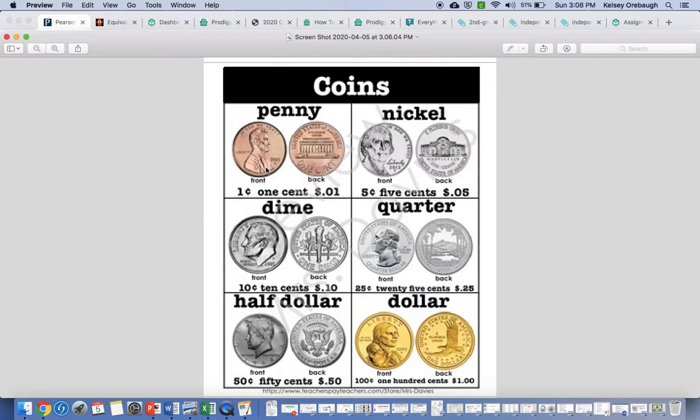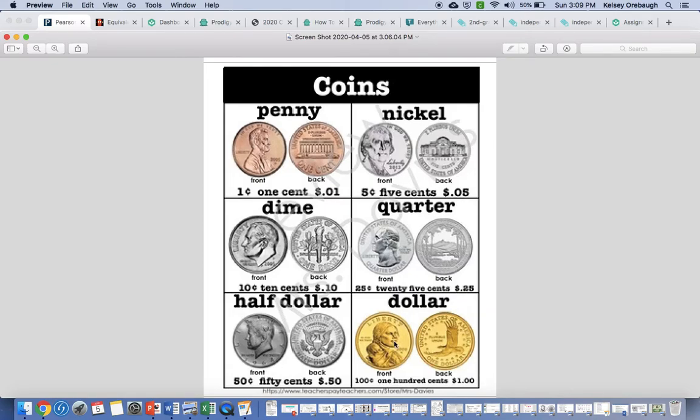We have a penny. This is what a penny looks like. It's worth 1 cent. Then next we have a nickel, worth 5 cents. Next, a dime, worth 10 cents. Then we jump up to the quarter, worth 25 cents. Next is a half dollar, worth 50 cents.